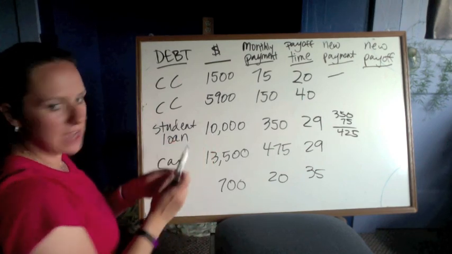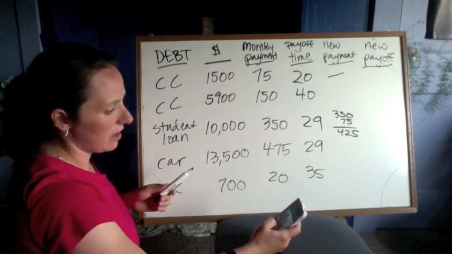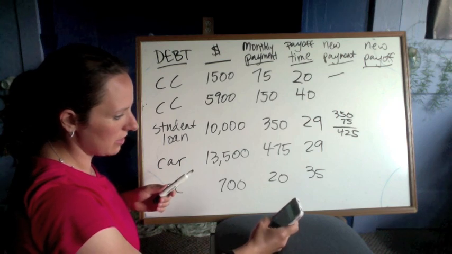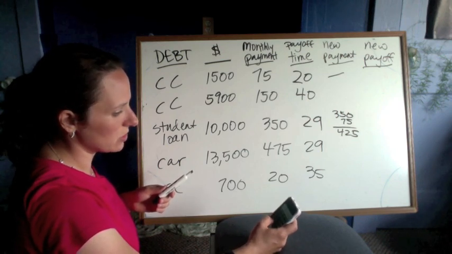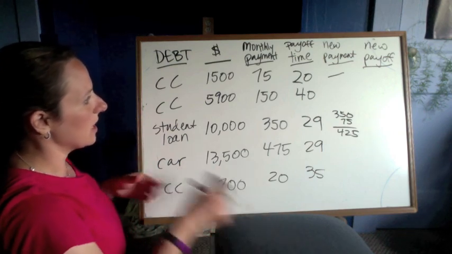So then you take 10,000 and divide that by 425, and I have to check myself to see what that would be. Okay, so 10,000 divided by the new payment, which is 425, and it comes out to 23.5 and change.